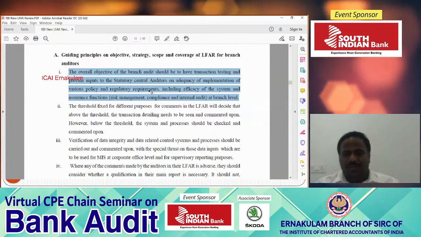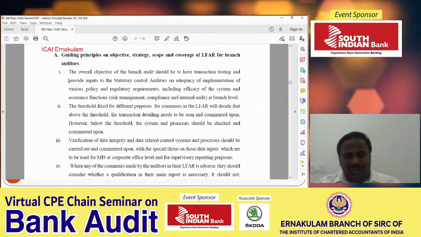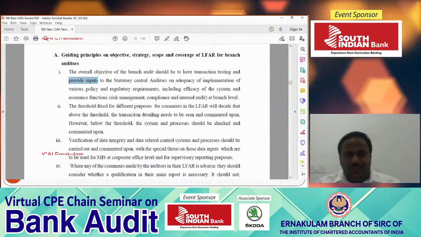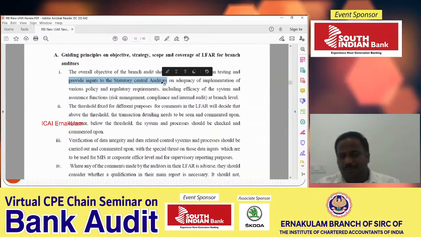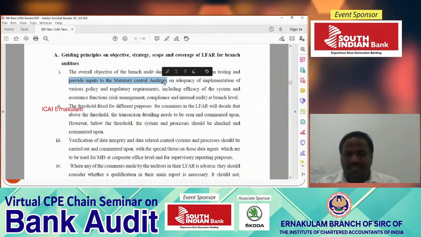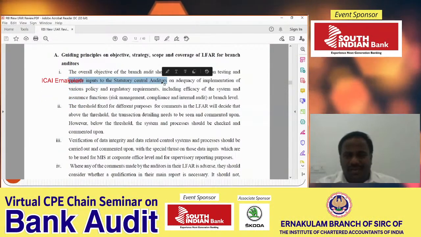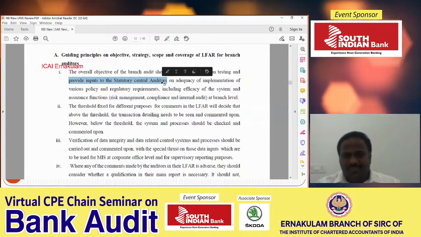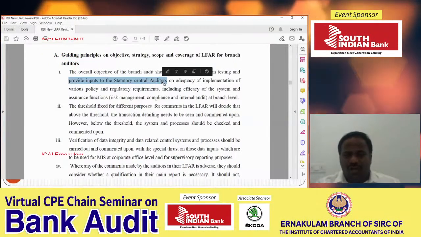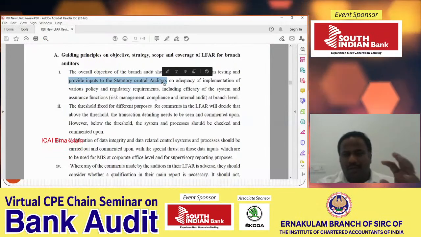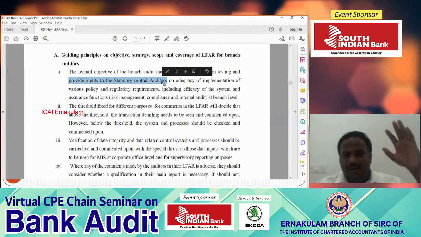The second one is very important, because anyway we do the transaction testing. Along with the transaction testing, there is equal importance that we should provide the inputs to the central statutory auditors on the adequacy of implementation of the policies, requirements, and so on. That means your prime job as a branch statutory auditor is that you need to identify the process related gaps. You must identify any deficiencies with respect to the efficacy of the system. All of those you need to put in the report, so that they can be the inputs to the central statutory auditors. Let me tell you, your name will not be there in the bank audit report.